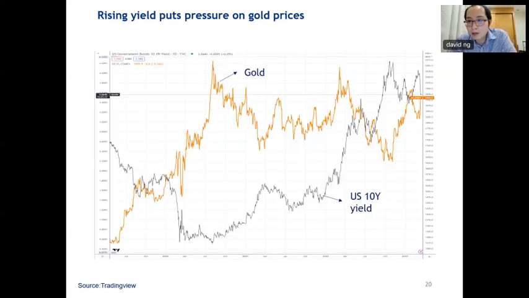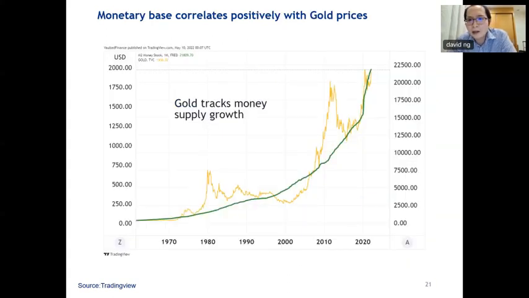Now, if you look at yield against gold prices, you can clearly see there is an inverse relationship. Again, these all point back to interest rates. As long as you have high interest rates, that will mean a stronger dollar, and that will pressure gold prices. So that's how we link up the factors. Now, I just want to share this chart as well.